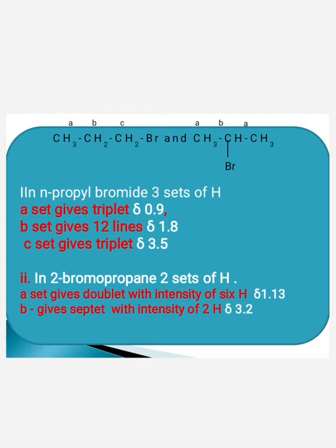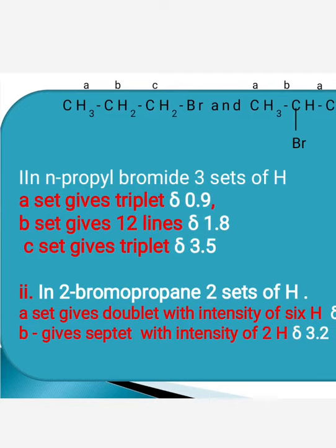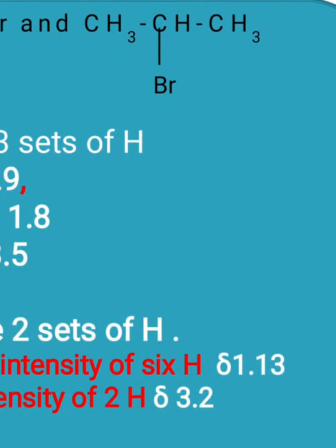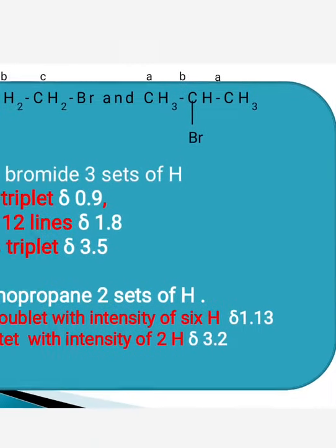Now let us move toward the third example, 1-bromopropane and 2-bromopropane. How will you distinguish these two compounds on the basis of NMR? See friends, in 1-bromopropane, there are three sets of protons. Both the CH2 groups are different because one CH2 is linked to the bromine and the other CH2 is linked to the CH3 as well as CH2. So there are three sets of protons in 1-bromopropane and two sets of protons in 2-bromopropane, because both the CH3 groups have the same chemical environment in 2-bromopropane. So there are two sets of protons.